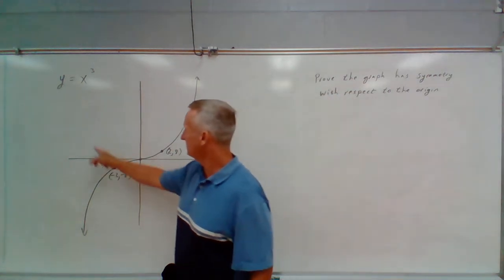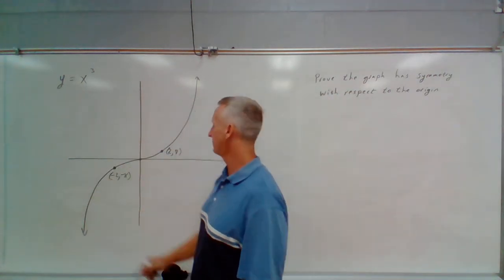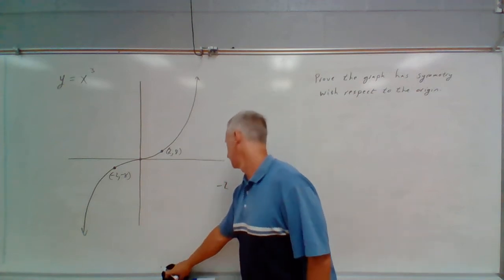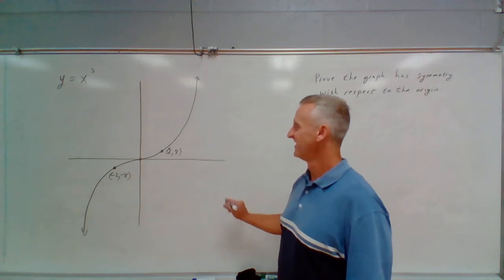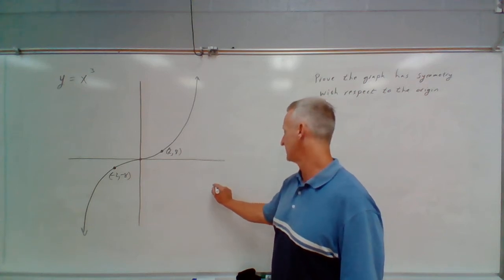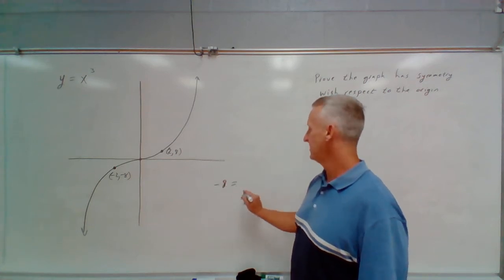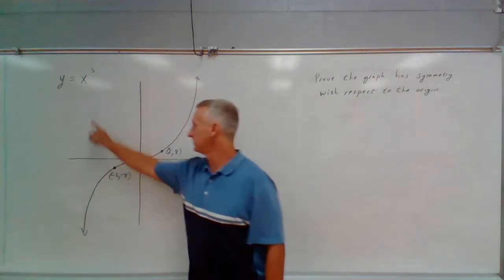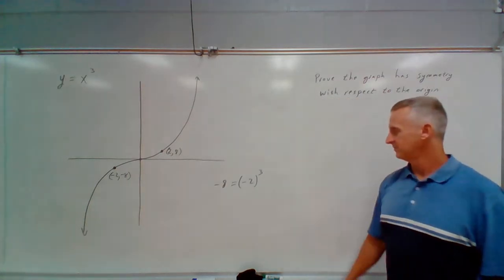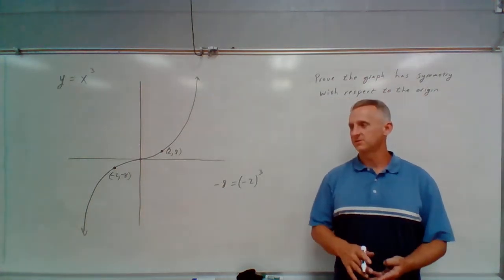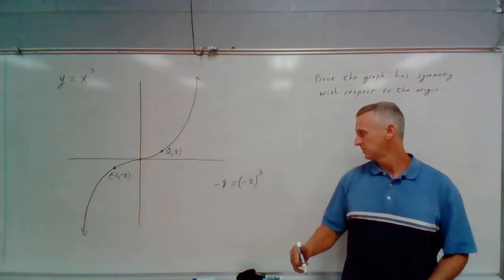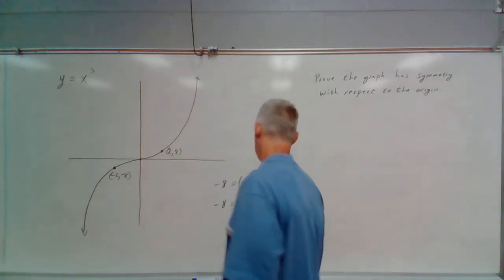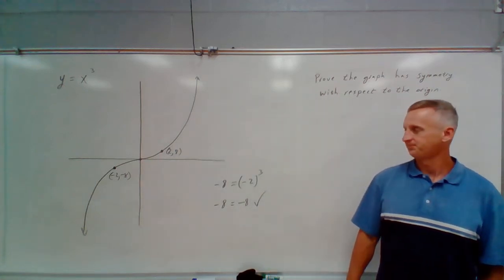If I plug -2 in for x and -8 in for y, let's see what happens. That's not right. Let me try that again. The y should be -8 equals -2 to the third, and -2 goes for the x. So what's -2 to the third? That's -2 times -2 times -2. That gives me -8. That's true, so that point's on the graph.